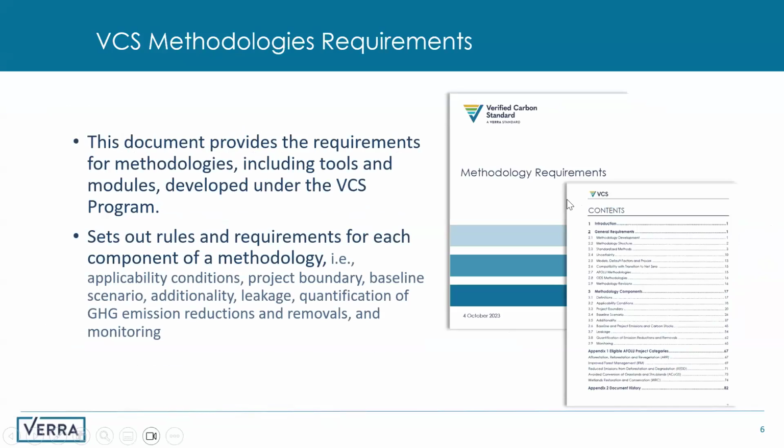So now let's have a look at the VCS methodology requirements. In this slide, you see the picture of the front page of the VCS methodology requirements. This is a document that provides the requirements for methodologies, including tools and modules developed under the VCS program. It sets out rules and requirements for each methodology component, for example, applicability conditions, project boundary, baseline scenarios, additionality assessment, leakage, quantification of greenhouse gas emission reductions and removals, and monitoring.